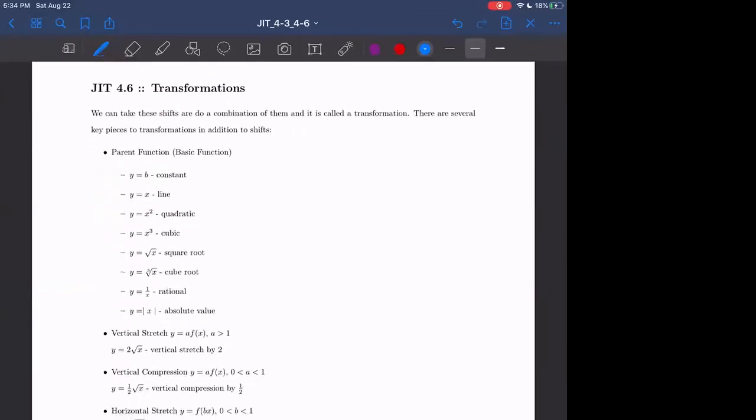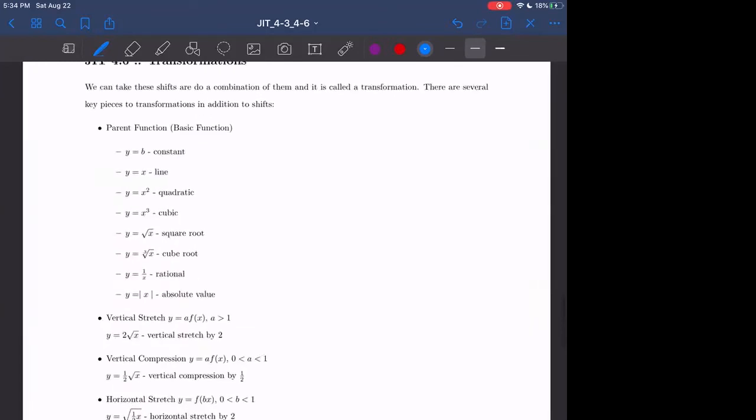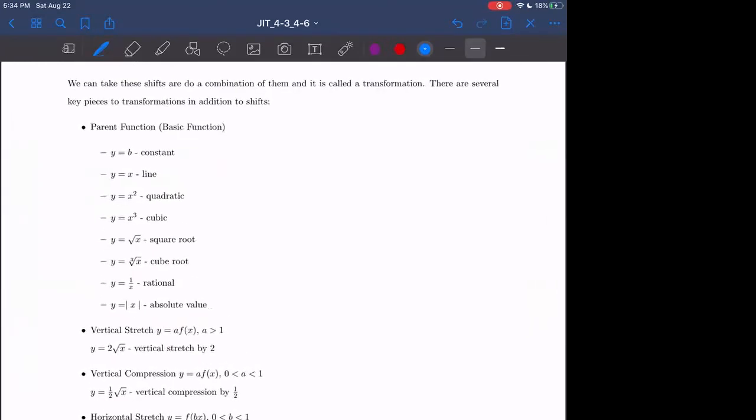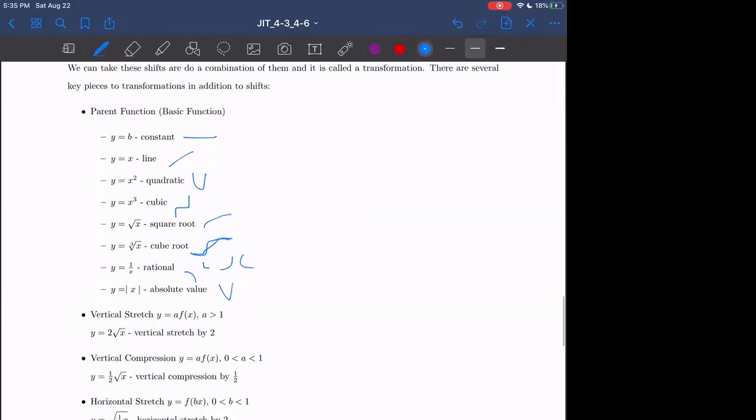We can do some other transformations or a combination of these translations. All right, so when we do this, we're going to start off with a parent function. We want to identify that first, and it'll generally be one of these cases: either a constant, so just a horizontal line, or a line, just a basic line. Could be a quadratic or a cubic, square root, cube root, a rational function, or an absolute value. Okay, but it'll have that basic shape.